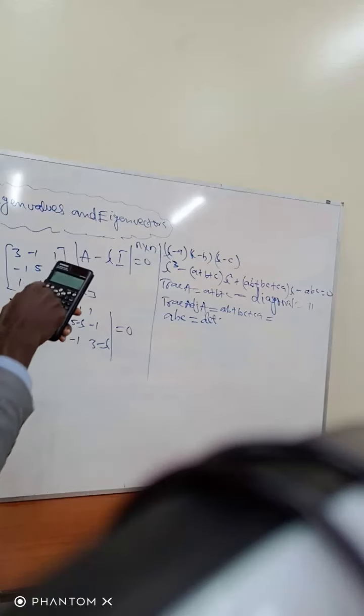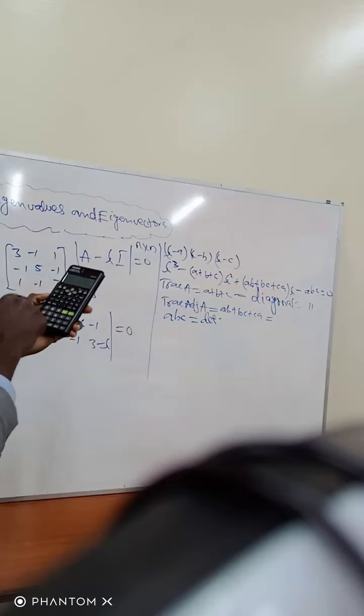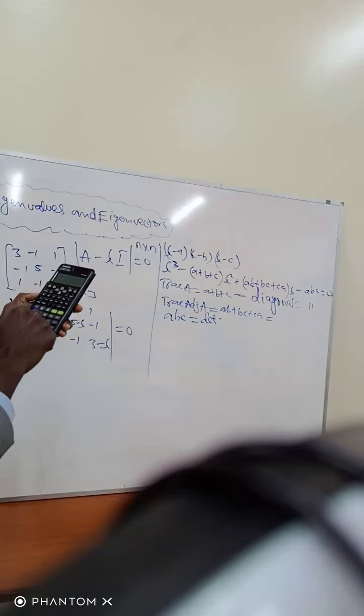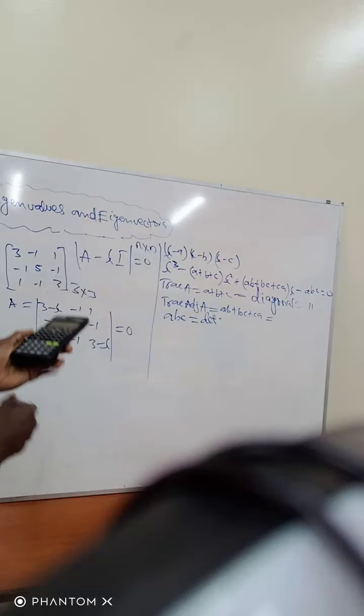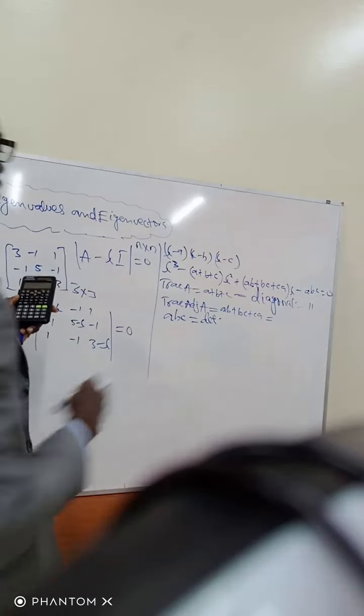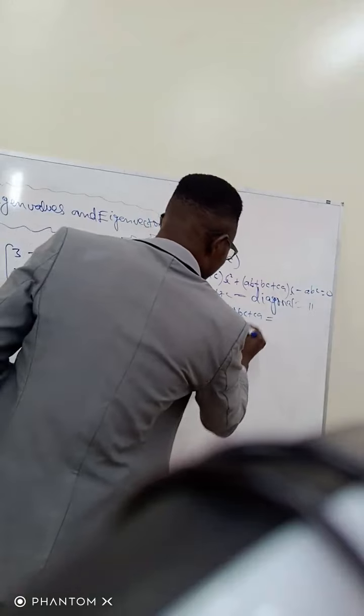Good. So let's find the determinant. The determinant of matrix A gives us 36. So the determinant for this matrix is 36.